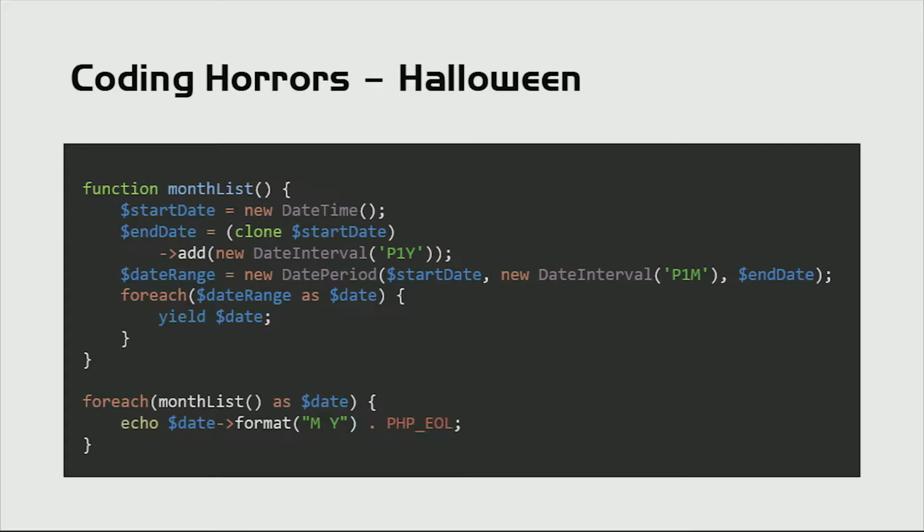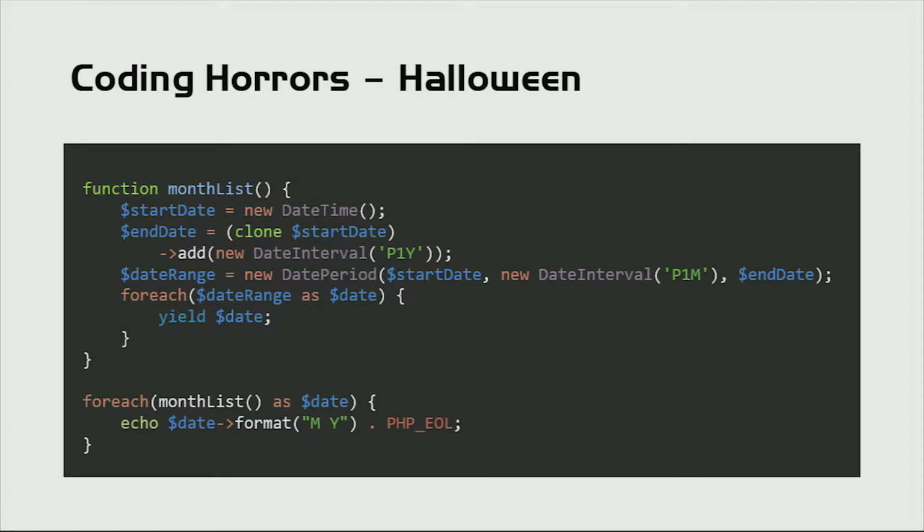It's actually quite nice at first look. They're using date time objects. They're using a date interval to work out that they want to do the year ahead, date periods to handle it. They're even using a generator, memory efficient. That is quite nifty code. That's someone that's showing off that they know a lot of things about date times in PHP and how to write generators and other wonderful things.